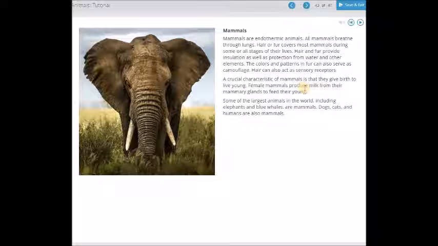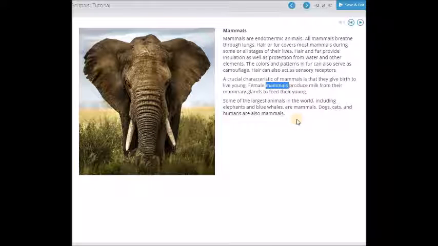Okay. Also, female mammals produce milk. In fact, that's where the term mammal comes from. It comes from milk. It means milk producer, and they do it to feed their young. So one of the main reasons that mammals evolved the way they did was because it helped them better care for their offspring, gave them a better chance of surviving.